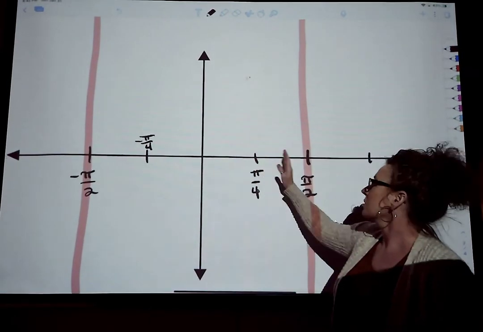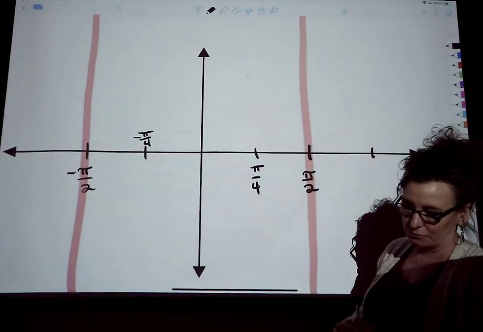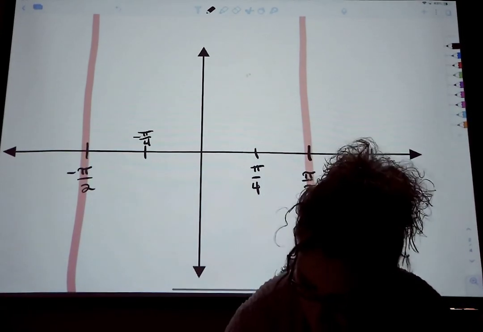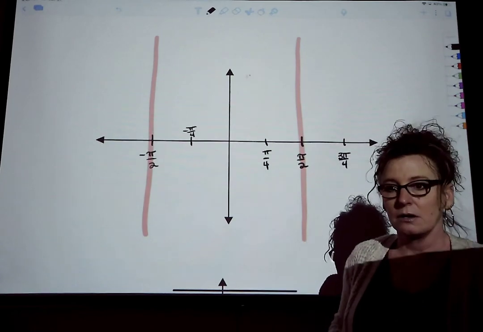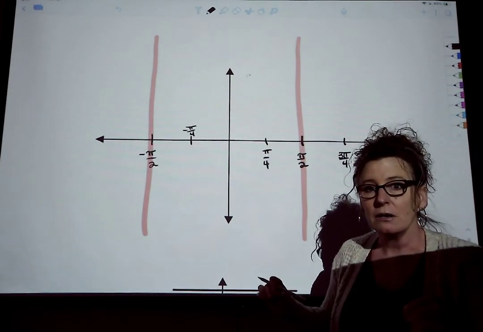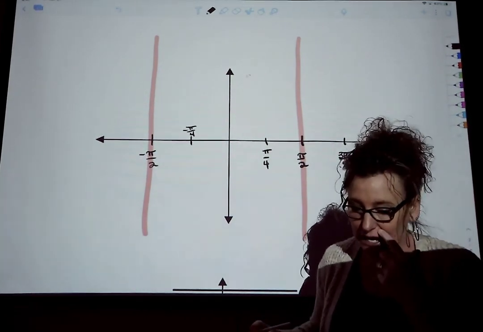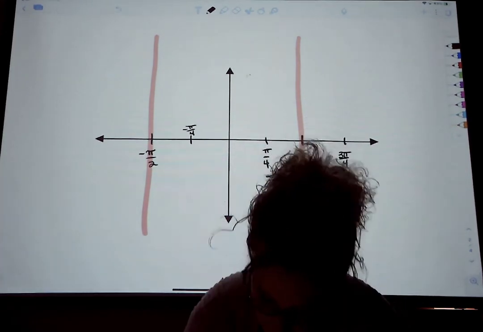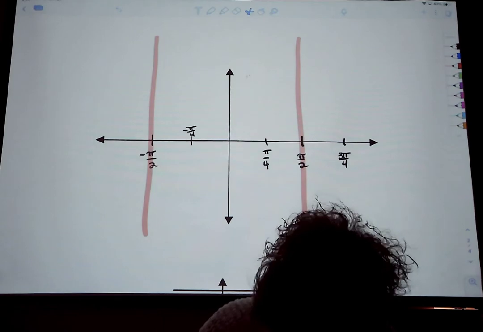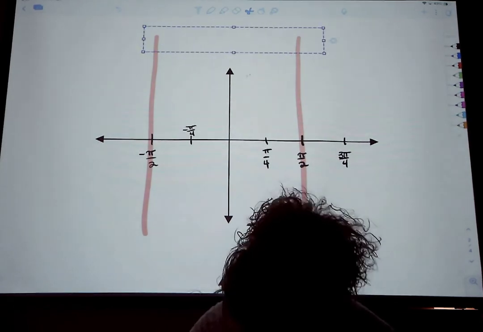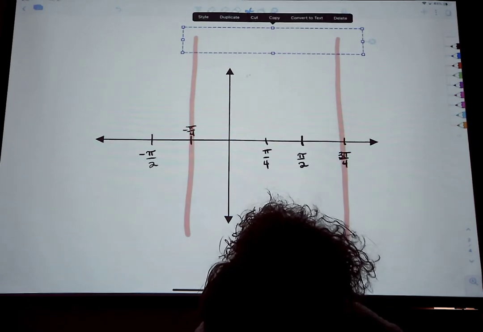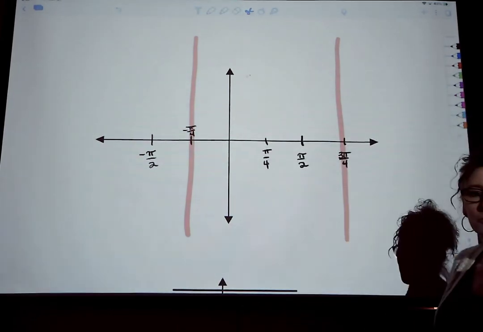One pi over 4, 2 pi over 4, 3 pi over 4. Okay? Now I'm moving my asymptotes. I'm shifting my asymptotes right this far. Here I go. There are my new asymptotes.